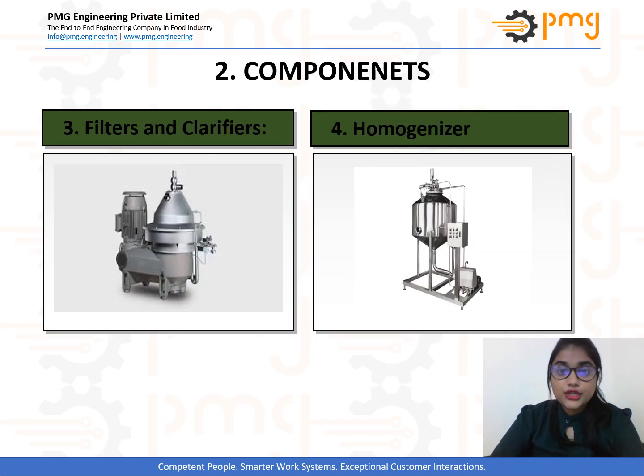Then the next component of the HTST system is filters and clarifiers, which are installed in the system for removing any physical contaminants like dirt and any metallic components of processing equipment that may lead to any operational or food safety hazards. Then moving on, the next component of the HTST system is the homogenizer. The function of the homogenizer is to divide fat globules into microglobules in order to avoid fat separation in standard milk.